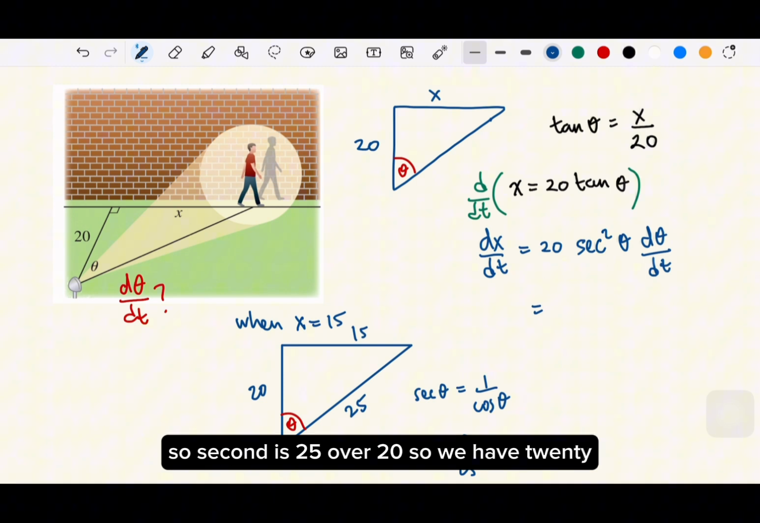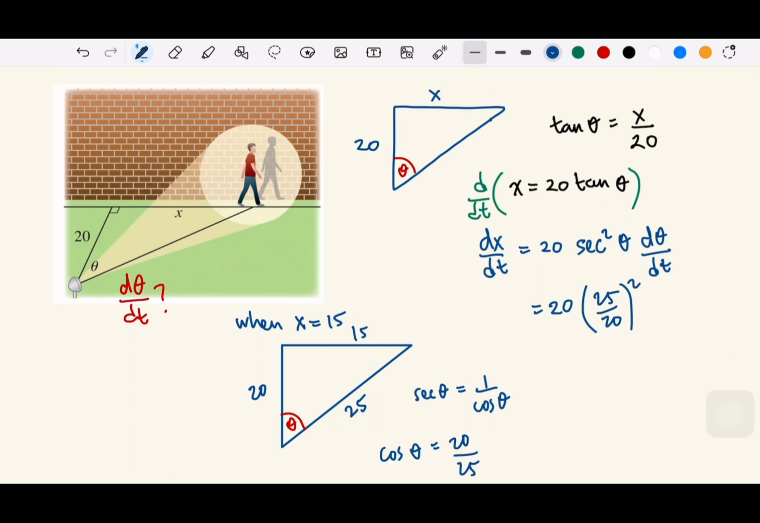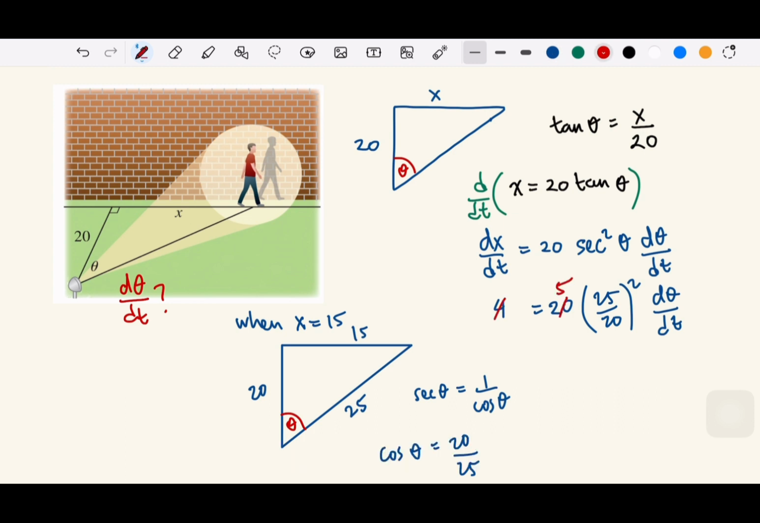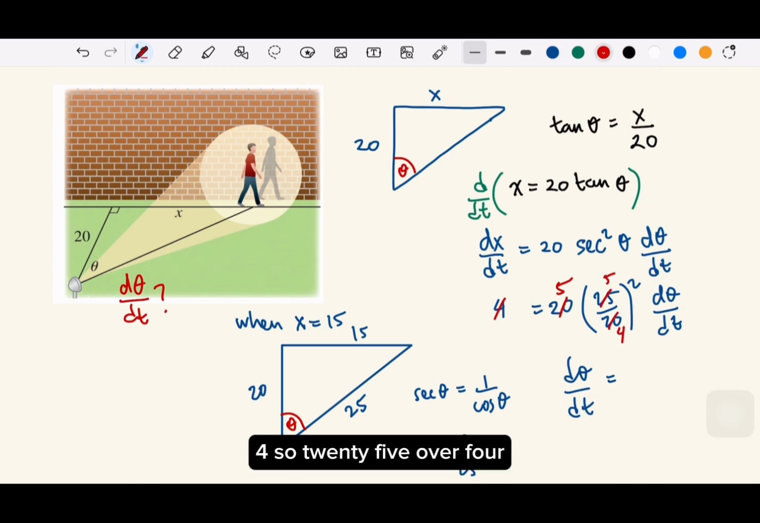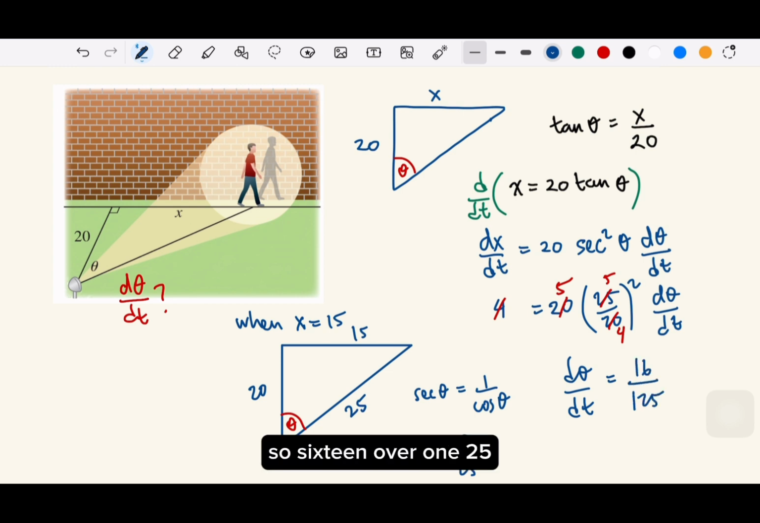So we have 20 equal to 25 over 20 squared times d theta dt. This is 4. So this is 4, this is 5. So d theta dt will be 5 squared is 25, so 25 times 5 over 4, 125 over 4. So 16 over 125 radian per second, okay?